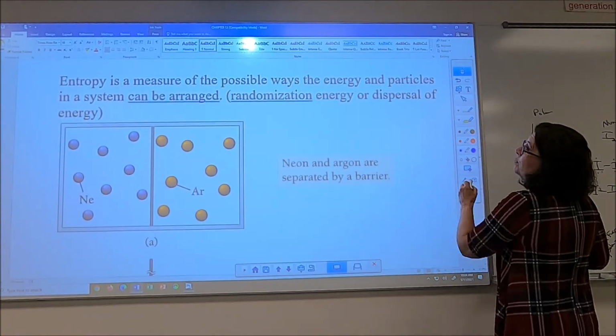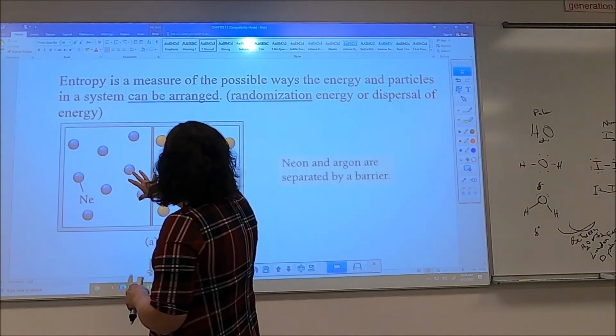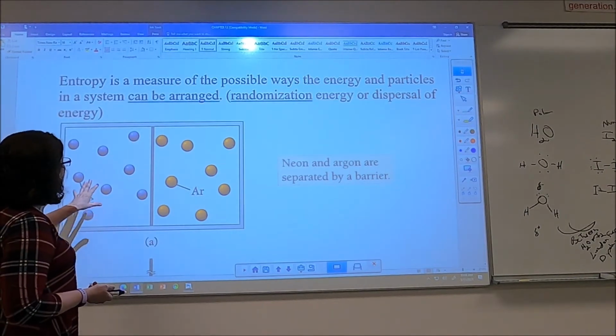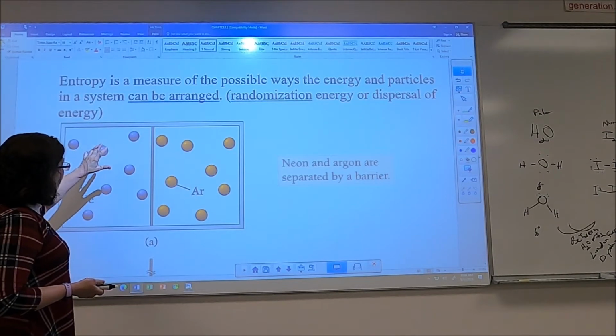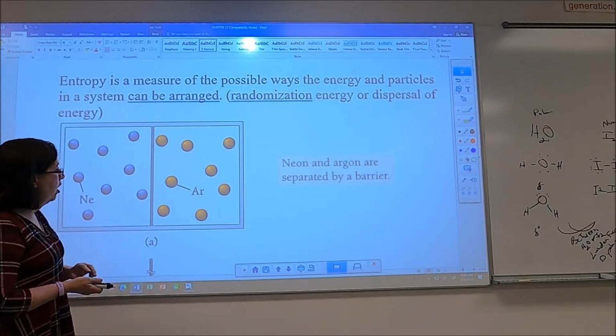Okay? Entropy is a measure of the possible ways the energy and particles in a system can be arranged. A lot of people talk about entropy as being chaos, but it really has to do with ways things can be. So, if I had neon and argon in this chamber and there's a really thin membrane between them, there is a certain number of ways that I can have these neons arranged over here and these argons arranged over here.